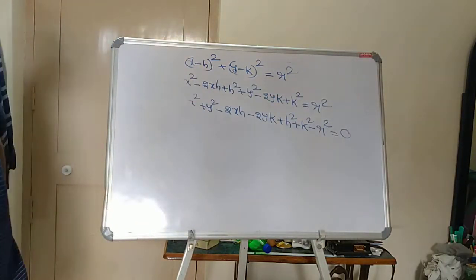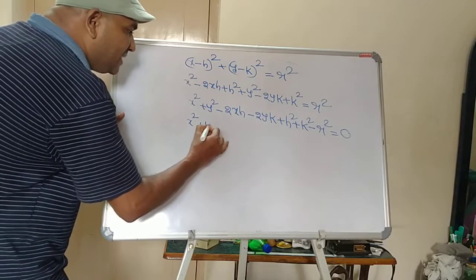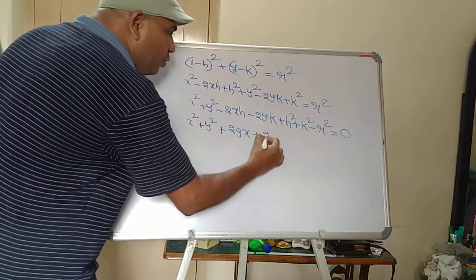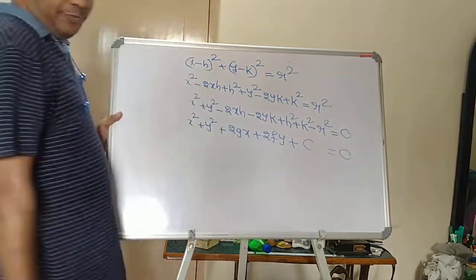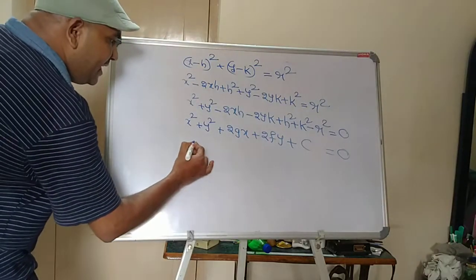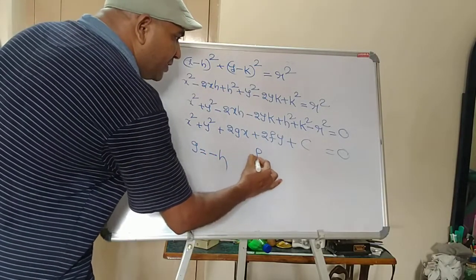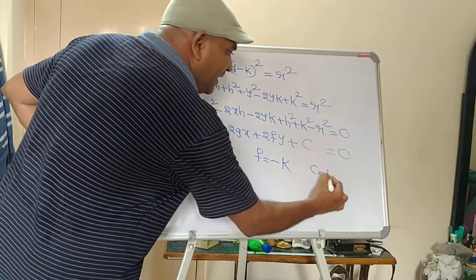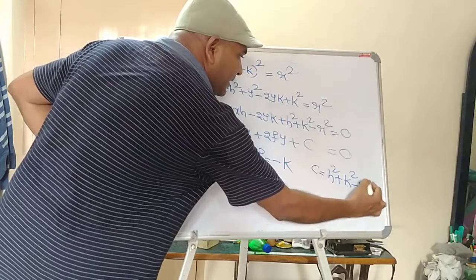Now this is in the form x square plus y square plus 2gx plus 2fy plus c equal to 0. Now comparing, g equal to minus h, f equal to minus k, and c equal to h square plus k square minus r square.